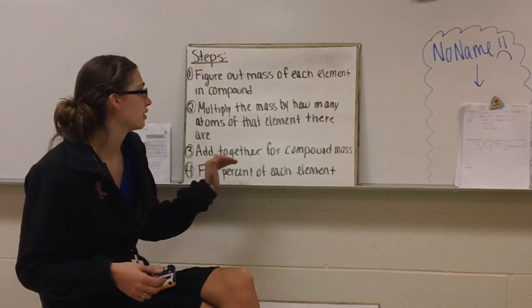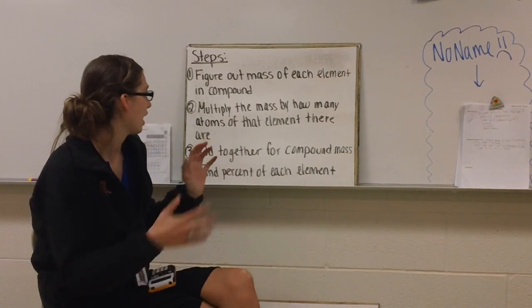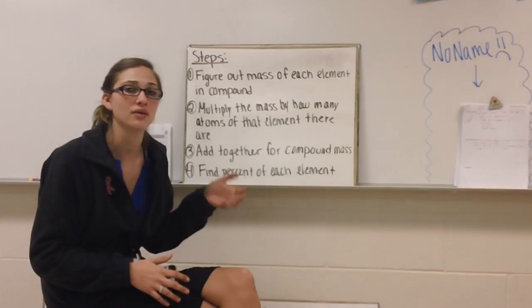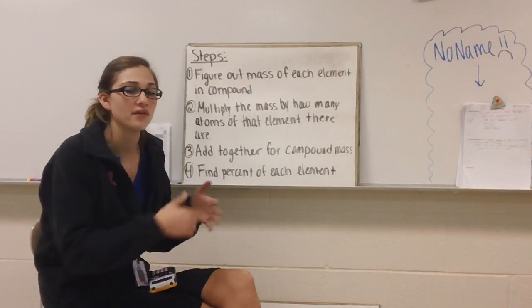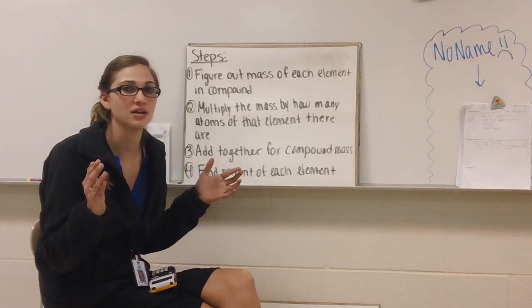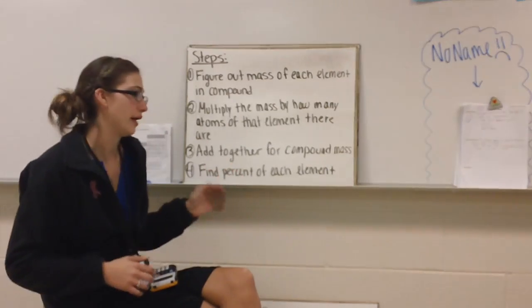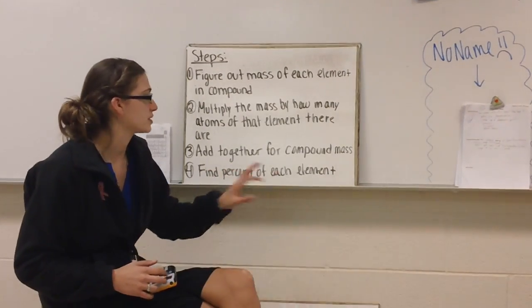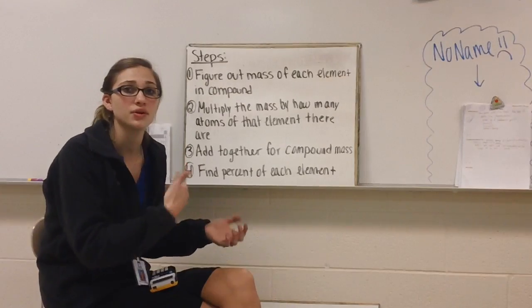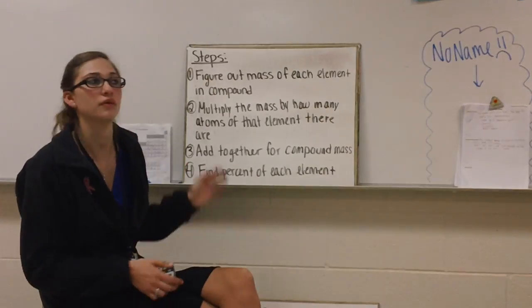Next, you're going to add all of them together for the compound total mass. So if you have a compound that's made up of many different elements, you're going to add up the mass of all of them to get the total mass for your compound. Then you're going to find the percent of each element using the percent formula that we just went over.